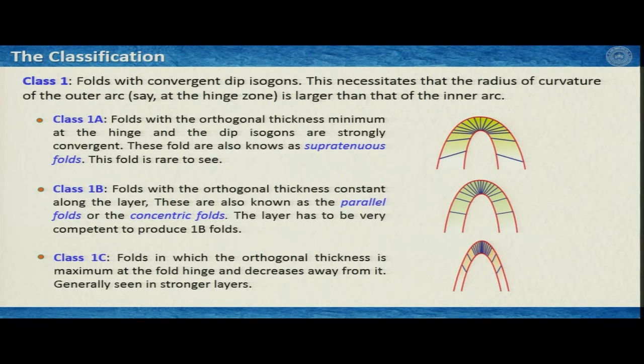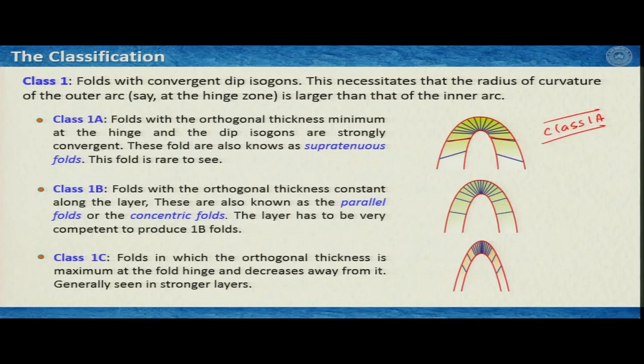One is class 1A, the folds with orthogonal thickness minimum at the hinge, which then increases slowly towards the limb side. So, as you can see here, this is your class 1A fold, and we can clearly see that the hinge thickness here is something like that, and the limb thickness, if we try to measure, is something like that. Clearly, this one is much larger than this one. If this condition happens, we also see that the curvature of the outer arc, this one here, is more than the curvature here. So, in such a condition, what we see is that dip isogons are converging towards the fold core. The blue lines are the dip isogons.